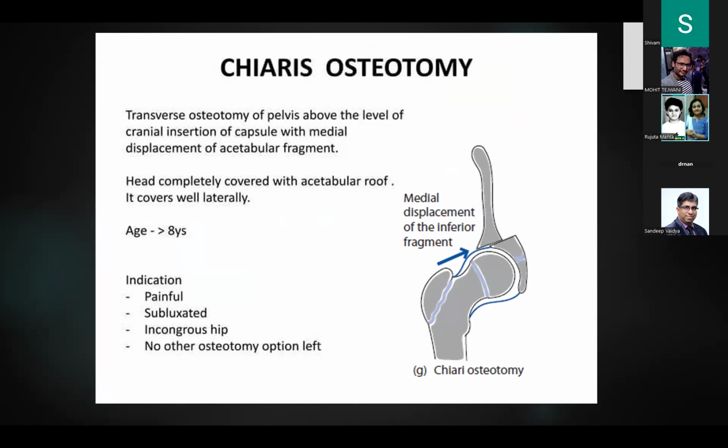So here a transverse osteotomy of the pelvis is done above the level of the cranial insertion of the capsule. Then the distal acetabular fragment is displaced medially. So the head is completely covered with the acetabular roof, and it covers well laterally, usually performed after around 8 years of age. Indicated if the hip is still painful, incongruous and subluxated, and no other options are really left. So it is basically a salvage procedure, increasing the volume of the acetabulum and lateral coverage.